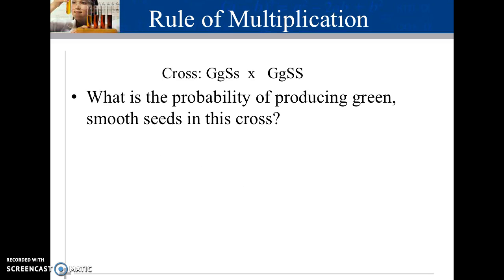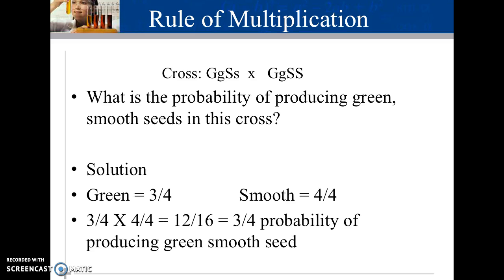So if you would like to practice, pause it here and do this Punnett square. You should get this answer. If you do not, we can talk about it in class.